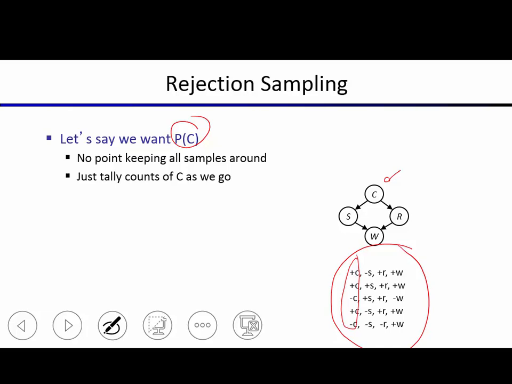Of course, if really your variable is the top variable in the BayesNet, you can just read off the distribution. But in general, this applies. If there are variables further down in the BayesNet that don't show up in your query, you don't need to go sample those. You can just ignore them.